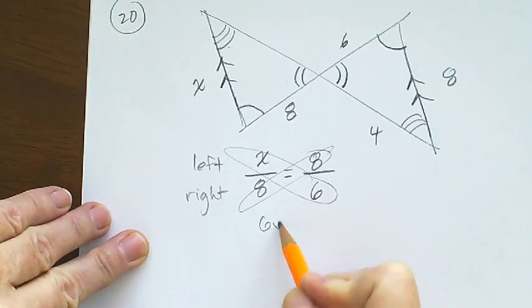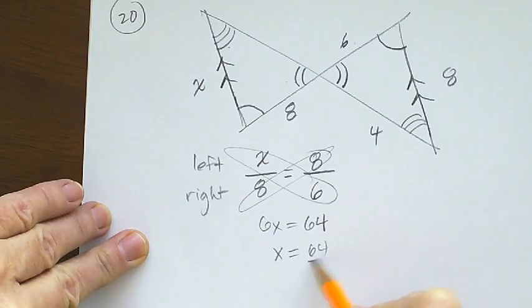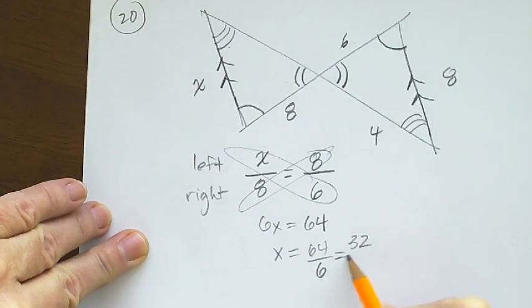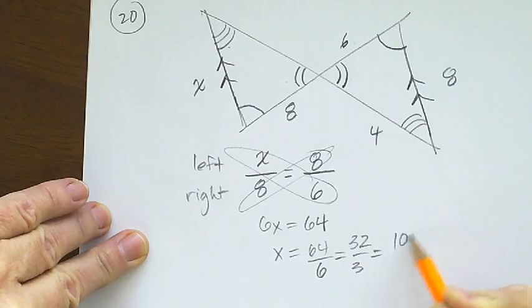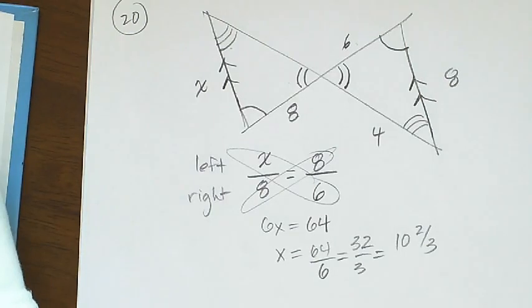That's going to give me X equals 64 over 6, which reduces to 32 over 3, which is 10 and 2/3. Okay, that's it for checkpoint number 4, evens.